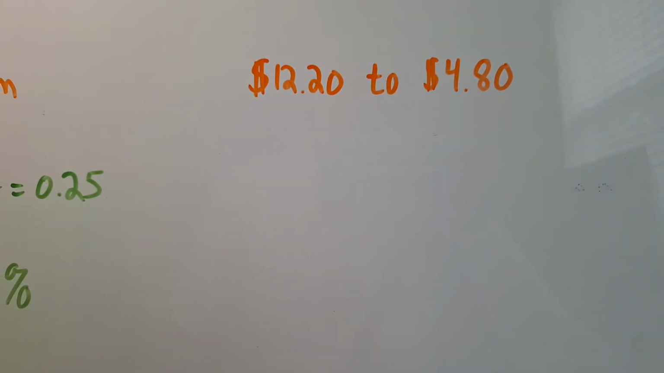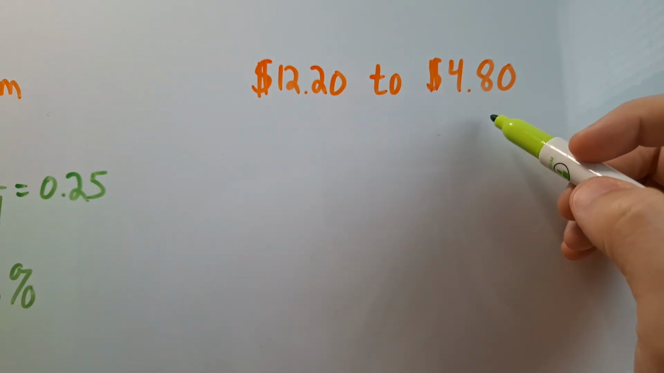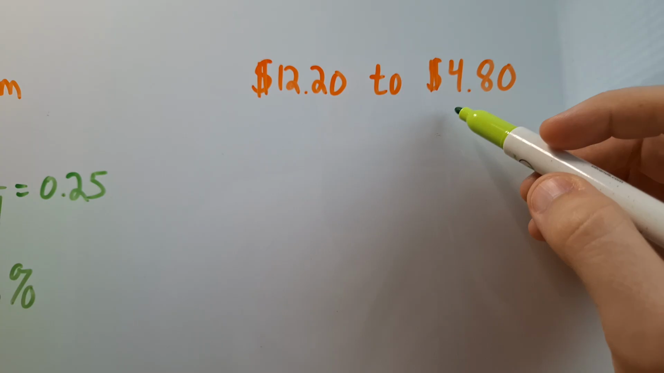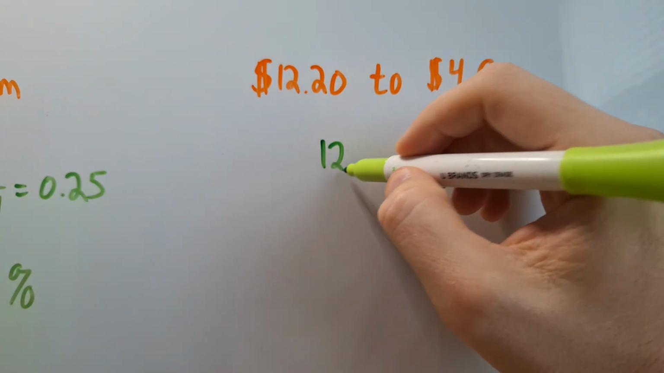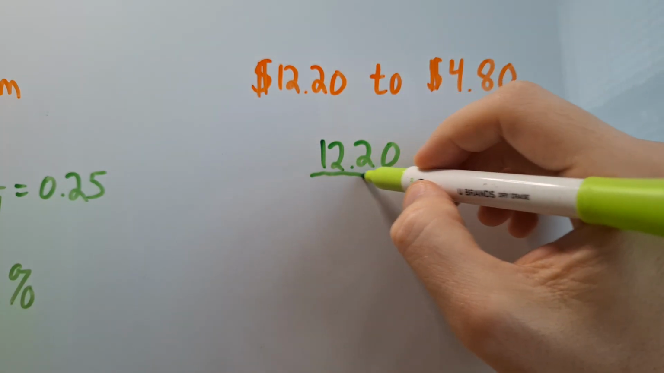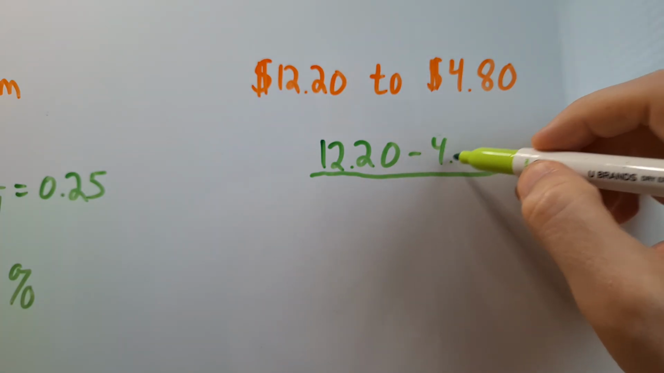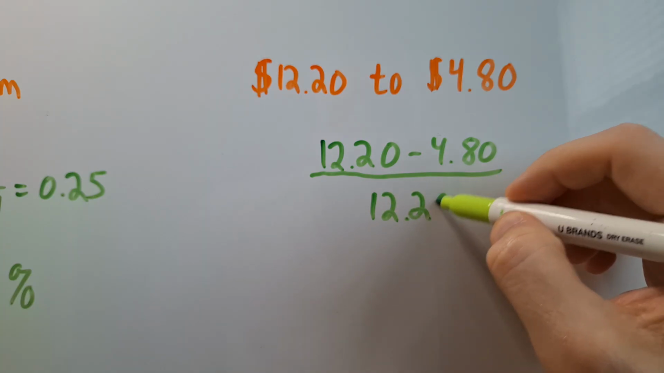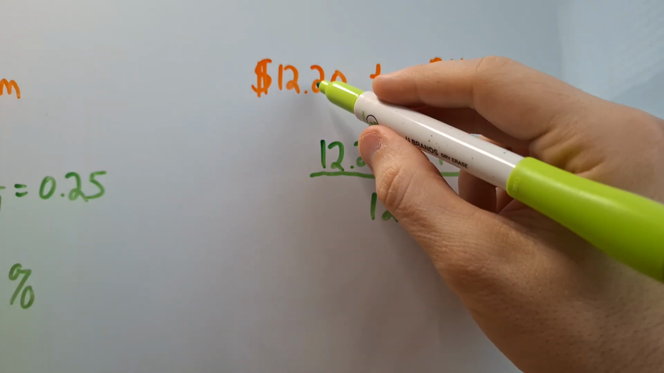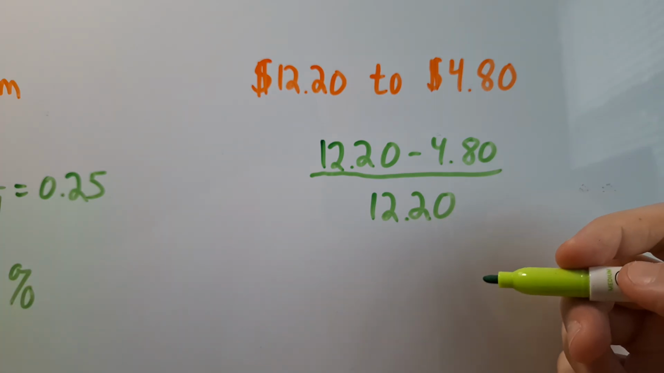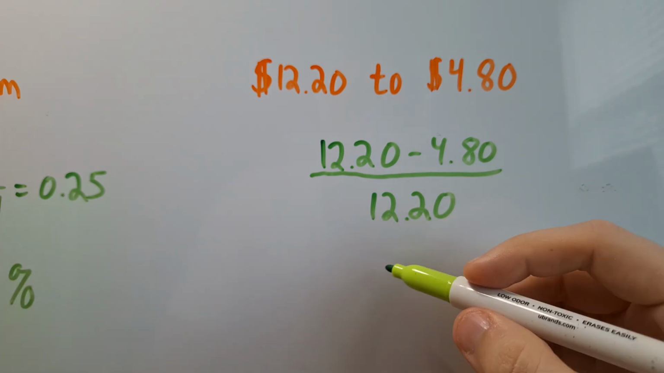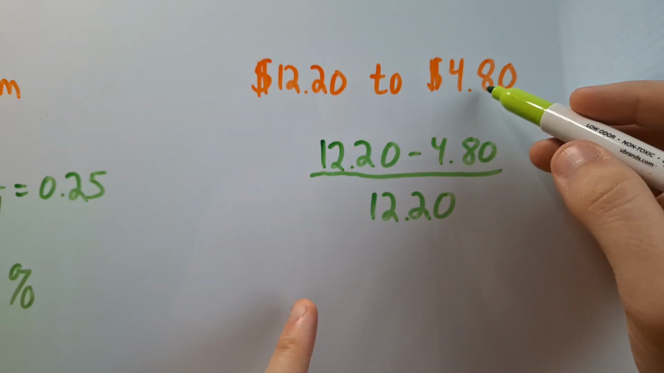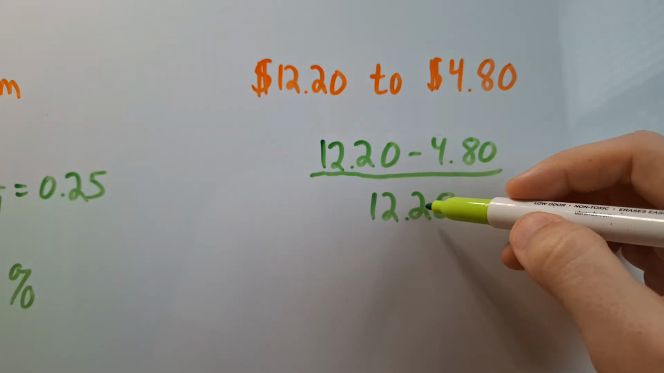So let's take a look at this one here. We have a decrease now from $12.20 to $4.80. The amount of change is that difference over the original amount. New minus old divided by old would give me a negative value, and that will, spoiler alert, let us know that it's a percent of decrease. But because we already know it's a decrease, what we're going to do is just subtract and then divide.